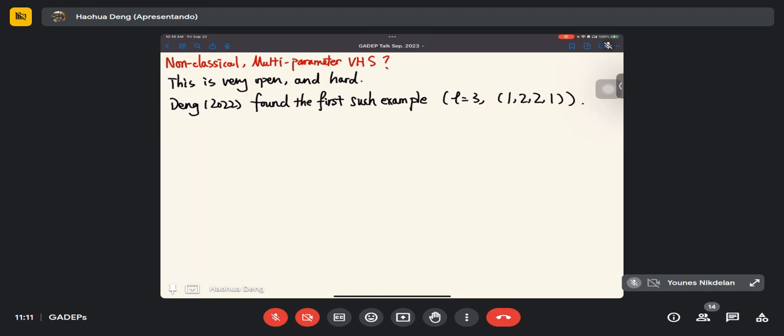In my thesis, one of the main results is that I find the first example, for the 1-2-2-1 family. This is the first example where we have a non-classical multi-parameter period map such that we can find such a Kato-Usui construction. However, recently my collaborator Colleen Robles and I, in our joint work, found some more such examples where we can indeed apply such a construction.